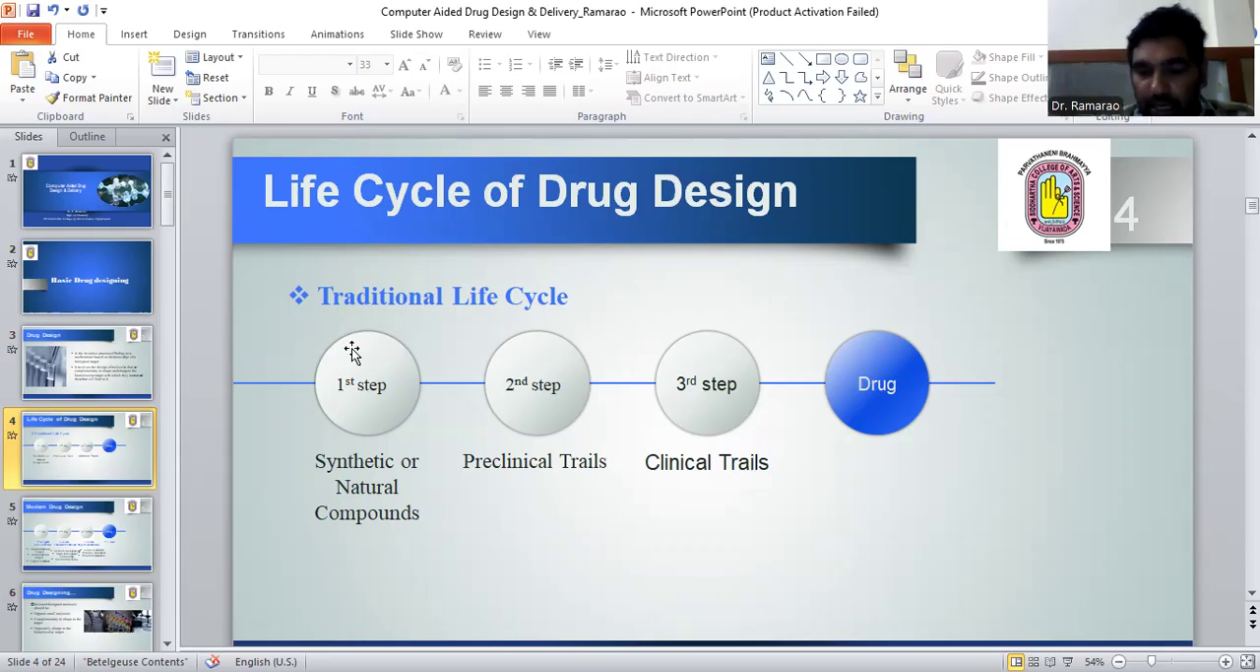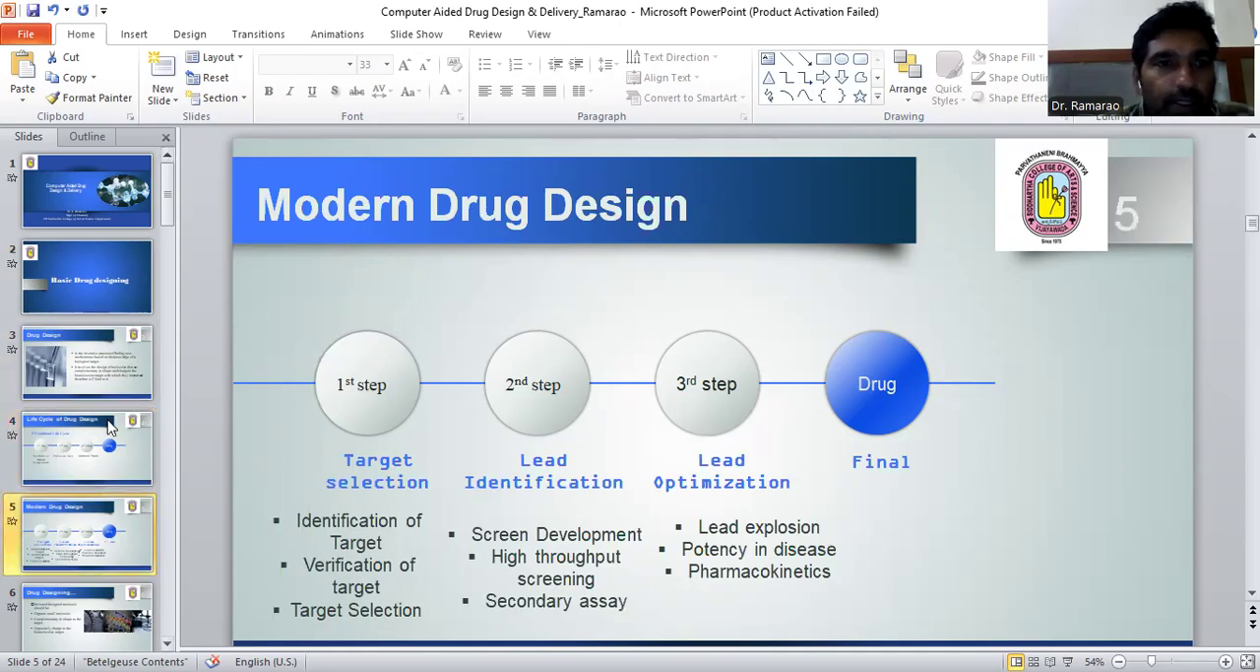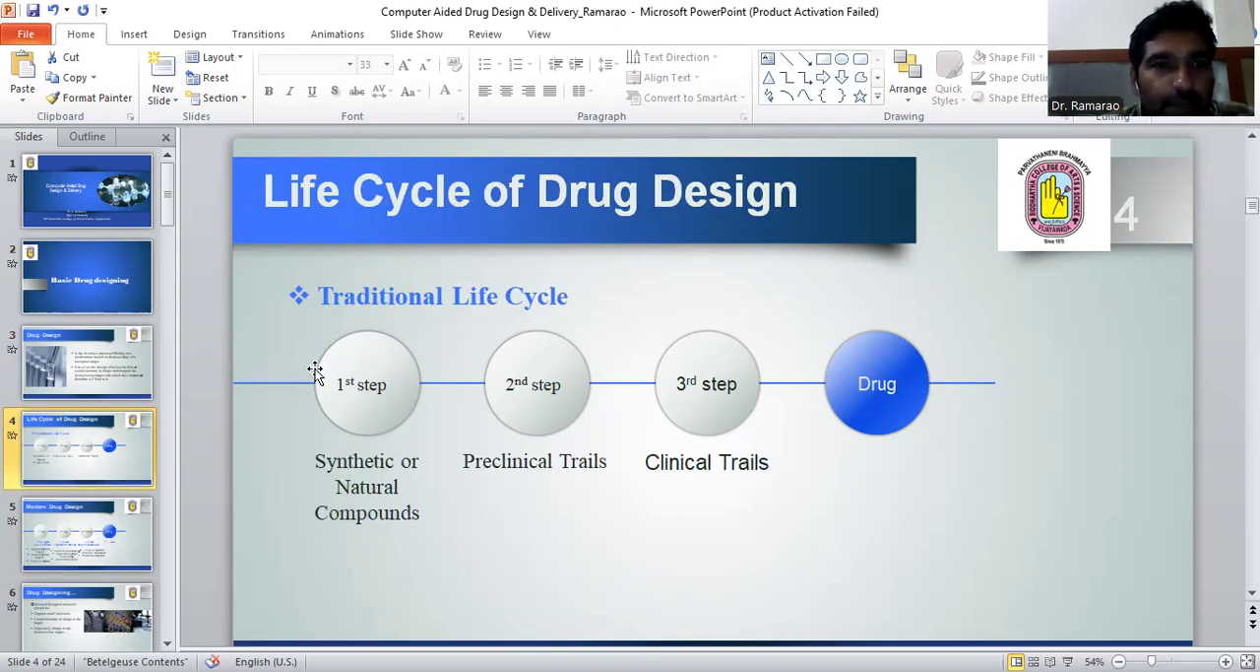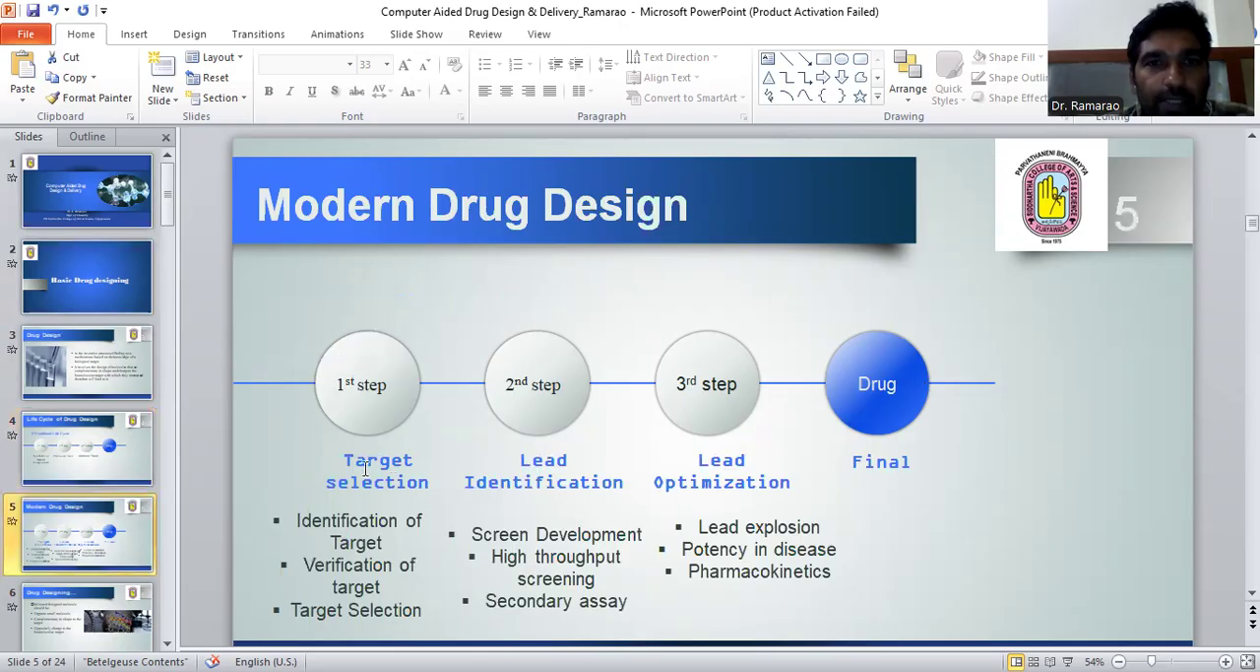So, computational approaches in drug design. This is the previous, traditional approach. Now the modern approach is like this. First we go with target selection, then lead identification, then lead optimization, finally. All these things I discussed just now, and anyway, I will elaborate on this one.